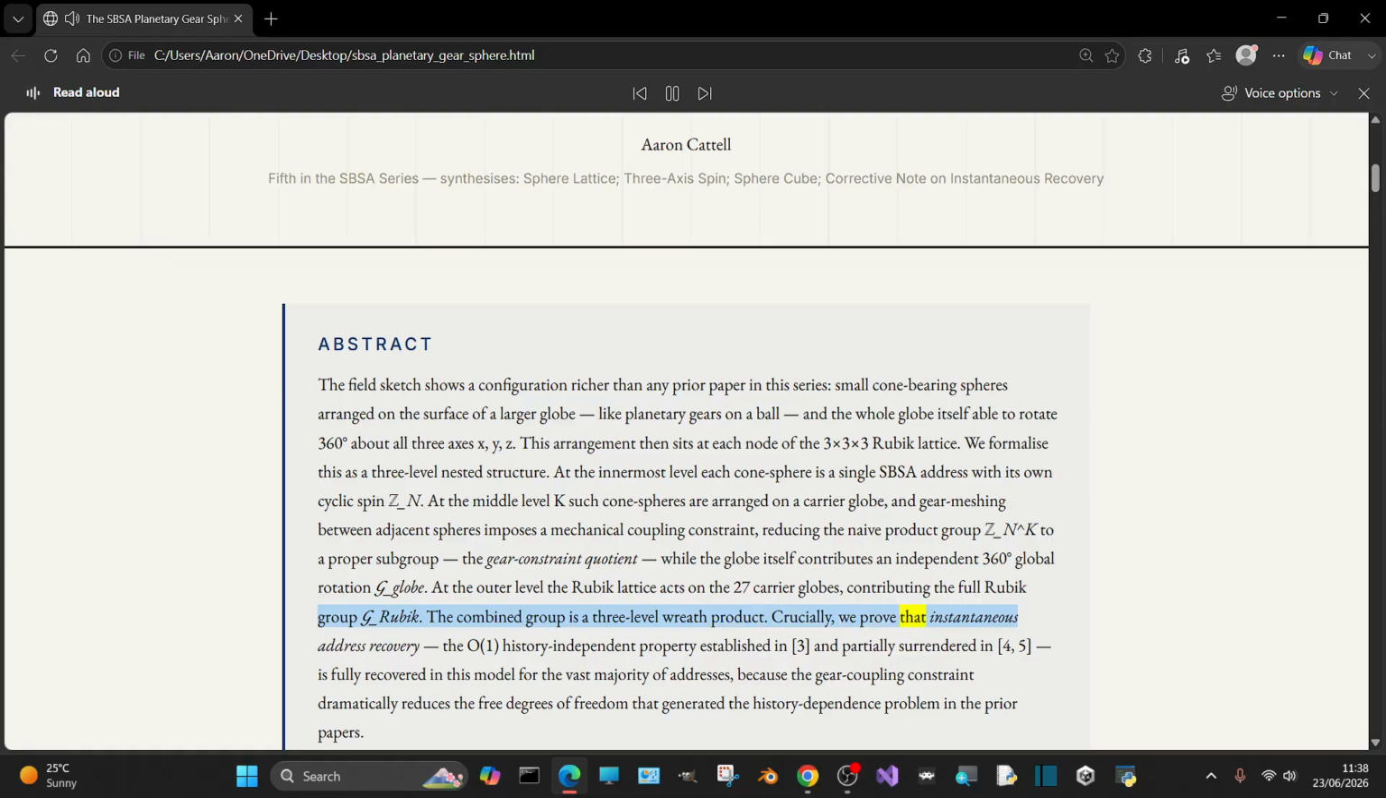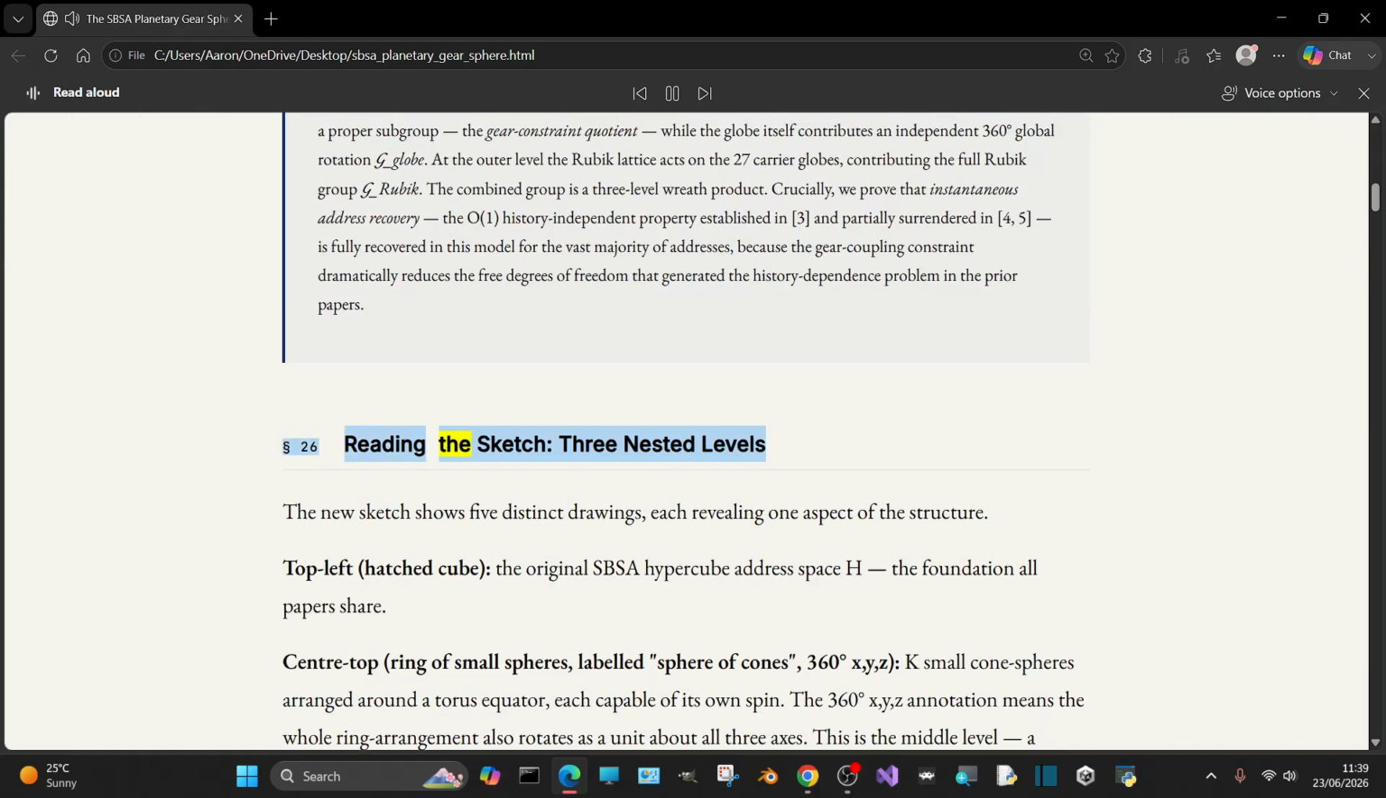Crucially, we prove instantaneous address recovery. The O(1) history-independent property established in paper 3 and partially surrendered in papers 4 and 5 is fully recovered in this model for the vast majority of addresses, because the gear coupling constraint dramatically reduces the free degrees of freedom that generated the history-dependence problem in the prior papers. Section 26. Reading the sketch.